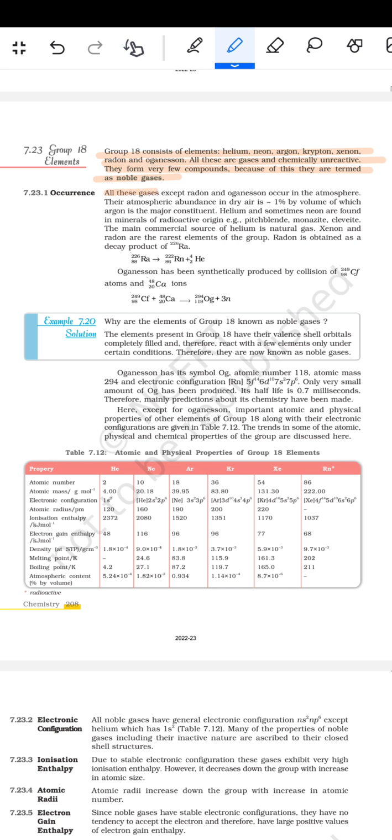Occurrence: all these gases except radon and oganesson occur in the atmosphere. The atmospheric abundance in dry air is about 1% by volume, of which argon is the major constituent. Helium and sometimes neon are found in minerals of radioactive origin, that is pitchblende, monazite, cleveite. The main commercial source of helium is natural gas. Xenon and radon are the rarest elements of the group.